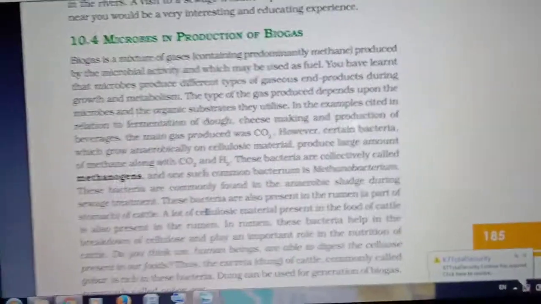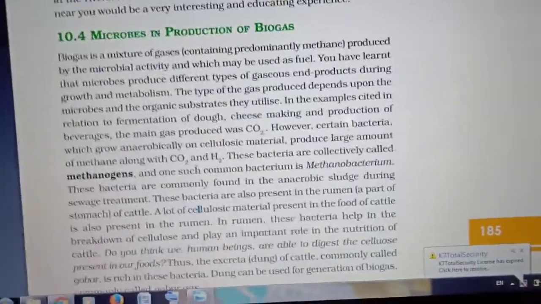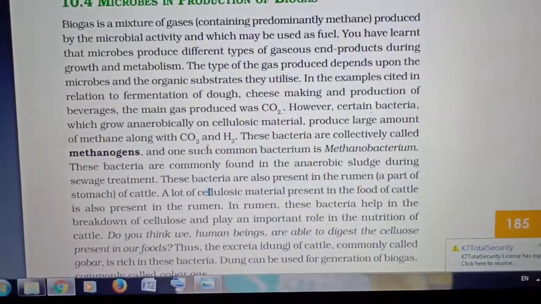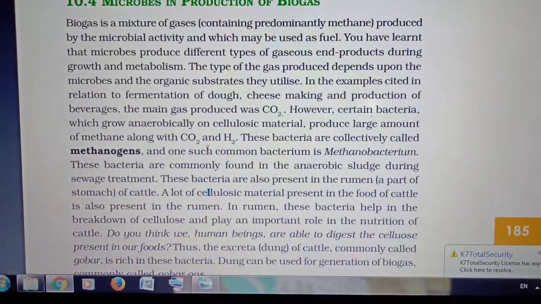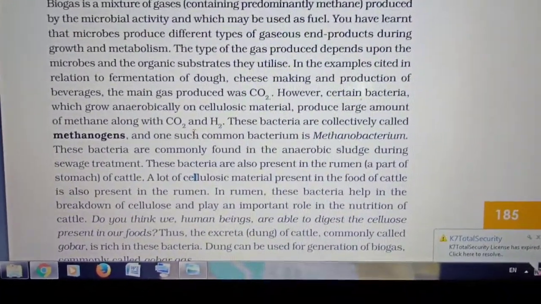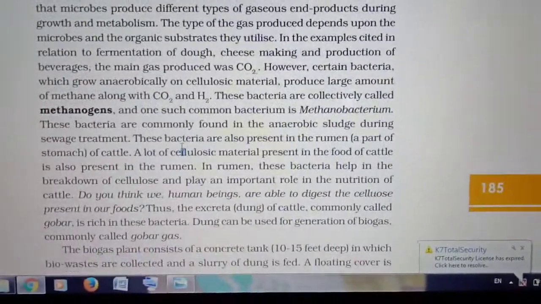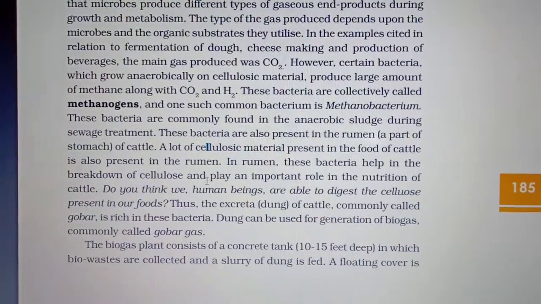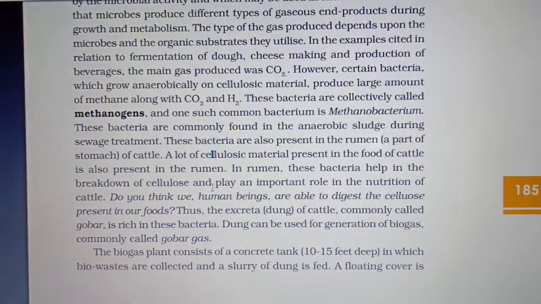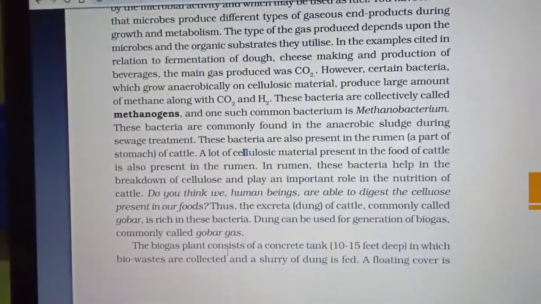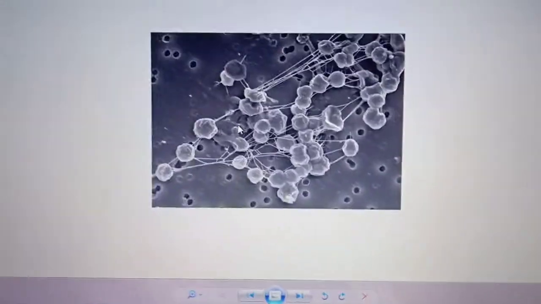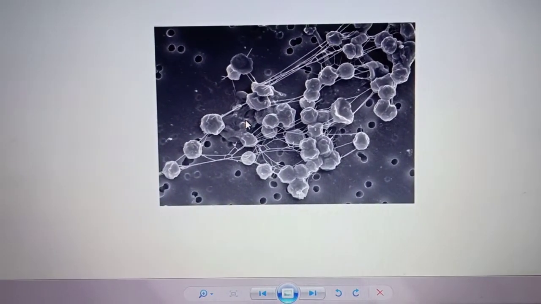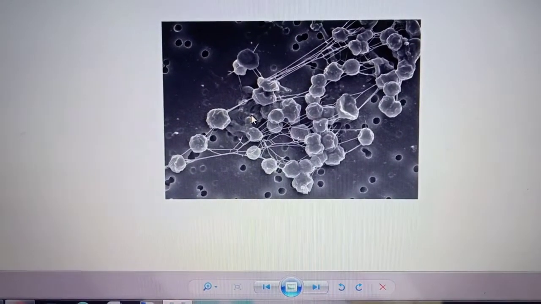These bacteria are collectively called methanogens, and one such common bacterium is Methanobacterium. These Methanobacterium are found in anaerobic sludge during sewage treatment, which we saw in the sewage treatment. They are also present in the rumen, that is a part of the stomach present in the cattle. They are abundantly present in the rumen. These are known as the methanogens, which play an important role in biogas production.